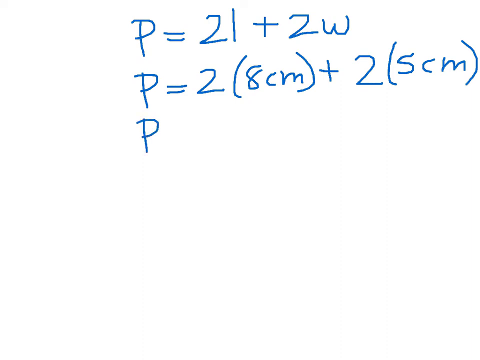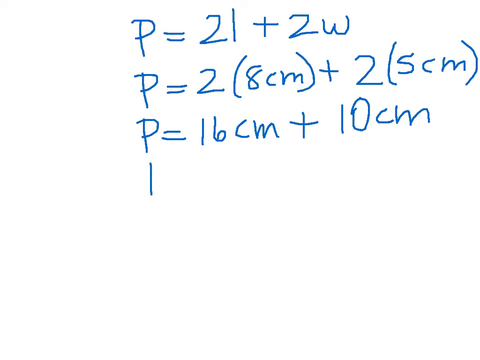All right, P equals, now let's do the multiplication here. 2 times 8, 16 centimeters, plus, let's do the other multiplication. 2 times 5, 10 centimeters. And now we have the final simple addition problem, 26 centimeters. So the perimeter of this rectangle is 26 centimeters.